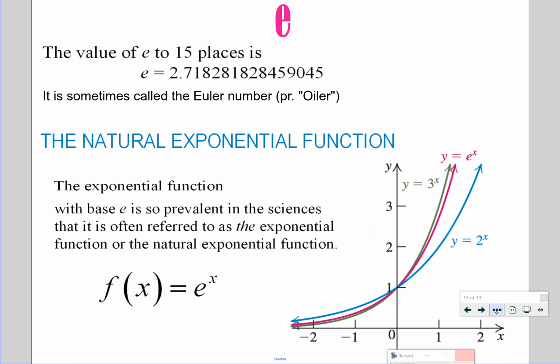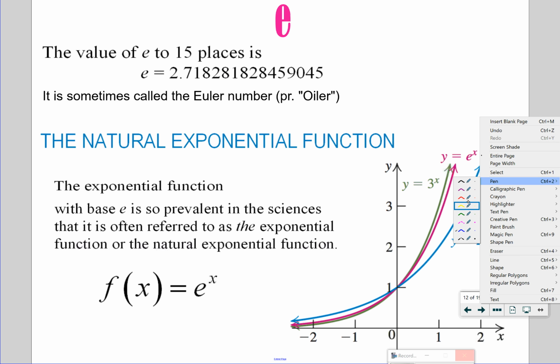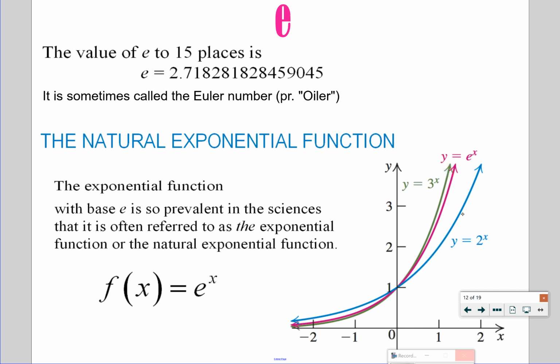Okay, so let's talk about the number e. If you've seen the number e before, it's probably been in some sort of scientific formula. e is sometimes called Euler's number. Mr. Euler is the guy that discovered this. It is an irrational number, meaning it goes on forever without repeating or having any sort of pattern to it. It is approximately 2.718.